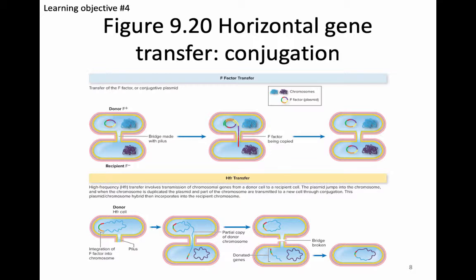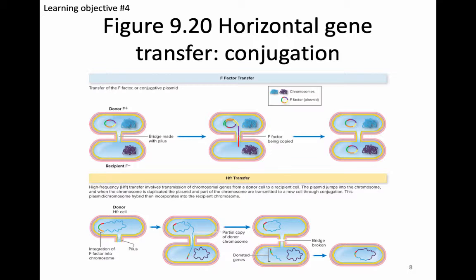The other conjugation shown at the bottom of figure 9.20 is between an HFR cell as the donor and an F minus cell as the recipient. So the HFR cell has its genomic DNA colored in blue, and the F factor is incorporated into the genomic DNA. When the donor cell extends a pilus using instructions in its F factor genes, it connects with the recipient, replicates a portion of its DNA, and passes that DNA into the recipient.